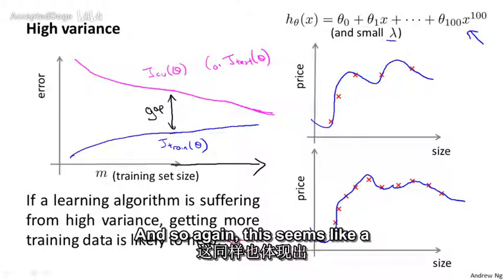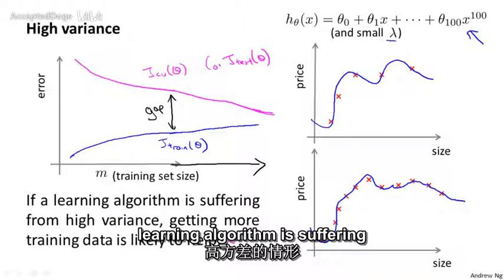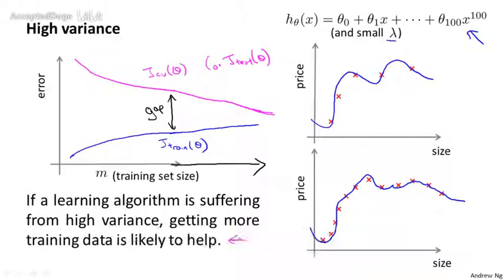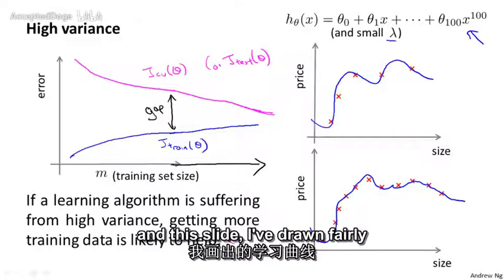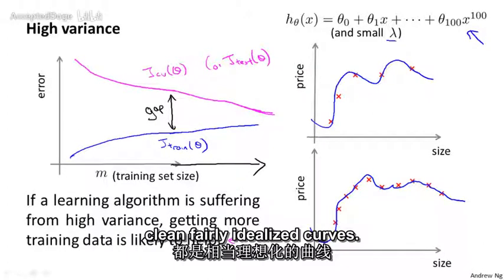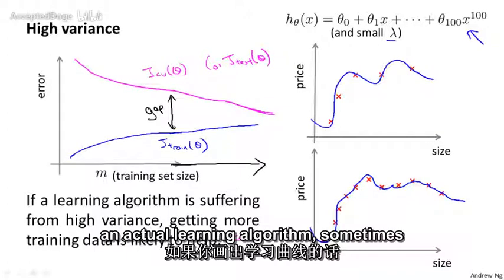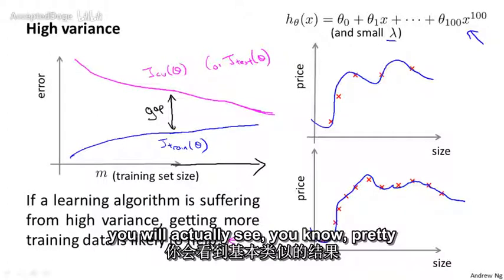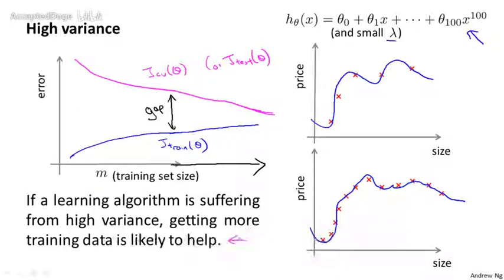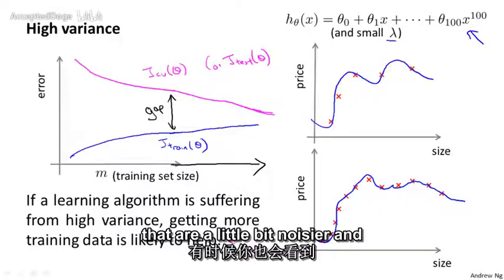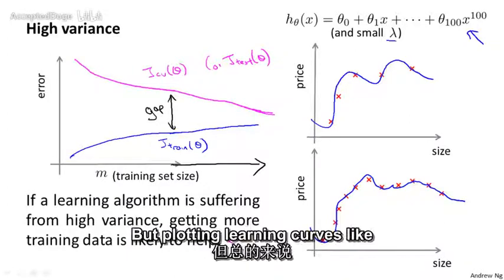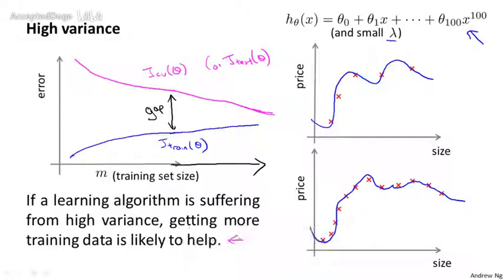And so this again seems like a useful thing to know if your learning algorithm is suffering from a high variance problem, because that tells you, for example, that it may be worth your while to see if you can go and get some more training data. Now, on the previous slide and this slide, I've drawn fairly clean, fairly idealized curves. If you plot these curves for an actual learning algorithm, sometimes you will see pretty much curves like what I've drawn here, although sometimes you see curves that are a little bit noisier, a little bit messier than this. But plotting learning curves like these can often help you figure out if your learning algorithm is suffering from bias or variance, or even a little bit of both.